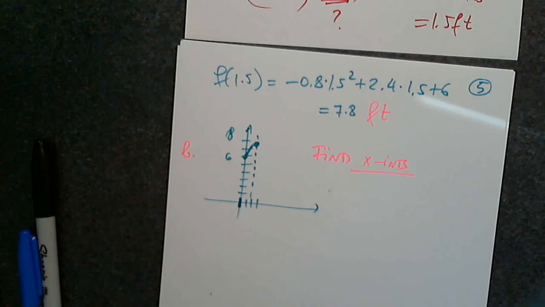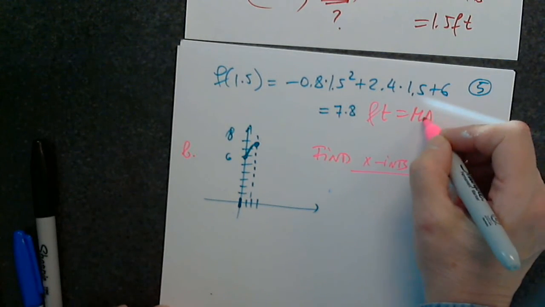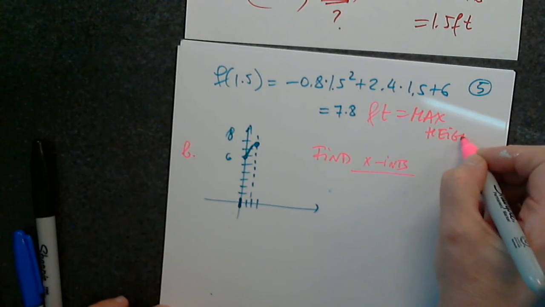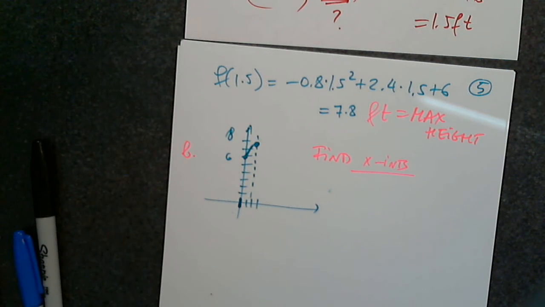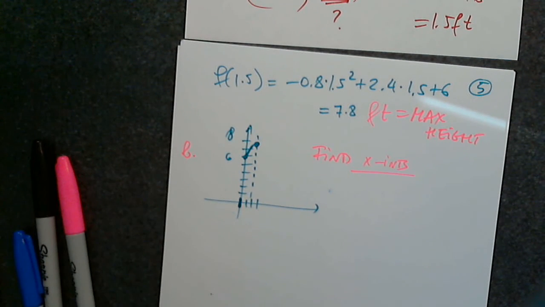That is the maximum height. If we need to, that's how we get the maximum height. Okay, so now how do we find the x-intercepts? What do we need to do to find the x-intercepts?